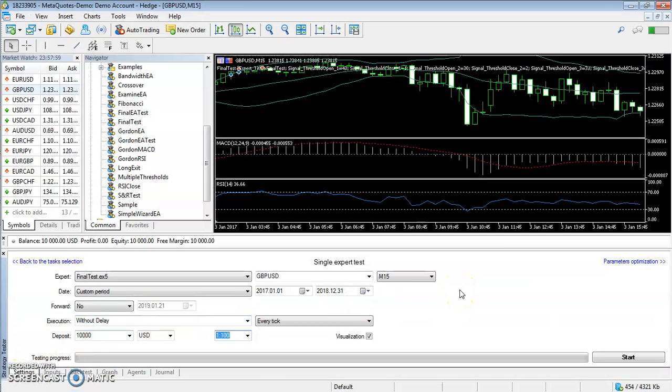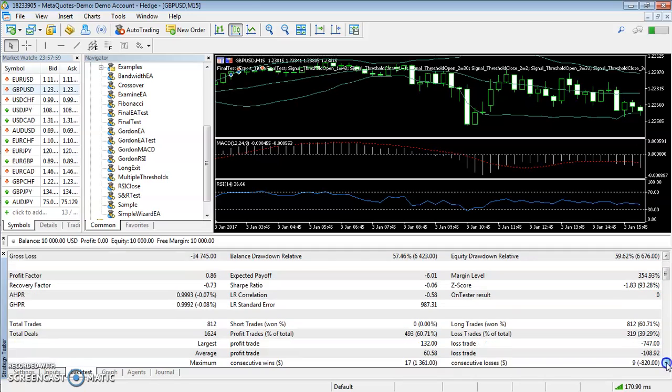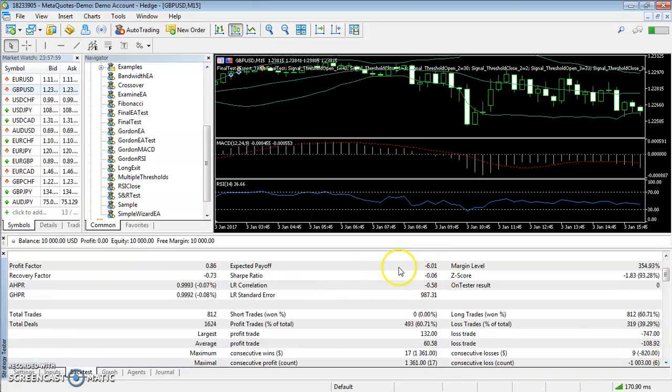So we're back here in the MT5 terminal. Now I'd like to show some of the data that we just ran. We have here the initial deposit, $10,000. Our total net profit from the date that we used, our gross profit, our gross loss, our balance drawdown absolute, our balance drawdown maximal, our balance drawdown relative, equity drawdown absolute, equity drawdown maximal, equity drawdown relative, and then if we keep going down, you can see more data here, here, and here.